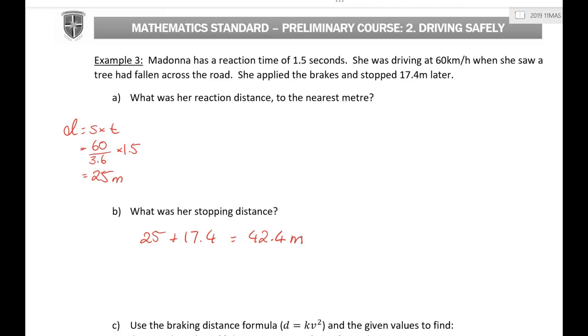What that means, really, at 60 kilometres per hour, if something should appear in front of her car that is less than 42.4 metres away, she won't be able to stop before she hits it. Okay? So, either you have to make sure there's nothing within 42.4 metres, or you have to go less than 60 kilometres per hour. Rightio.